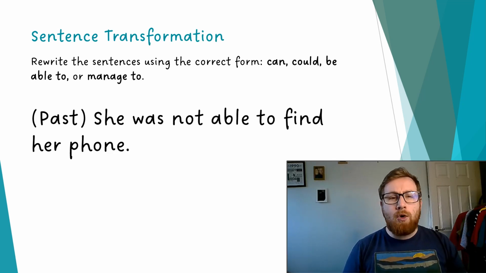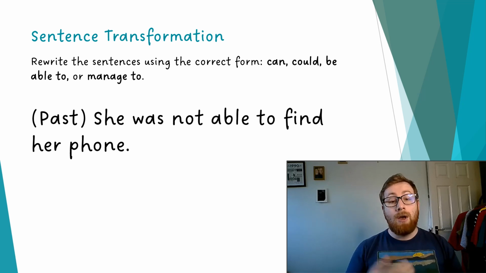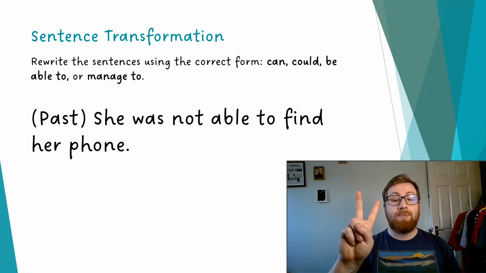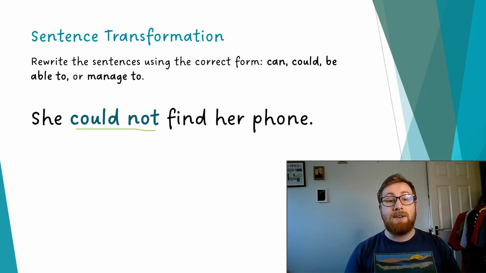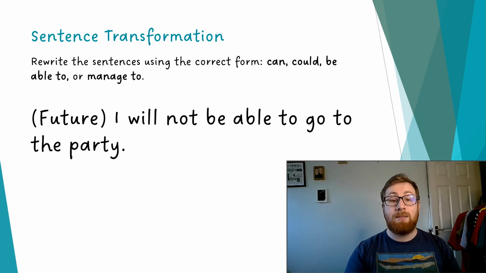Let's try transforming these sentences. I would like us to rearrange the sentences and use can, could, be able to, or manage to. So this is in the past. She was not able to find her phone. What should we use to reform this sentence? She was not able to find her phone. 3, 2, 1. She could not find her phone. So it's an inability and something that happened in the past. And we use could for something we're not able to do in the past.